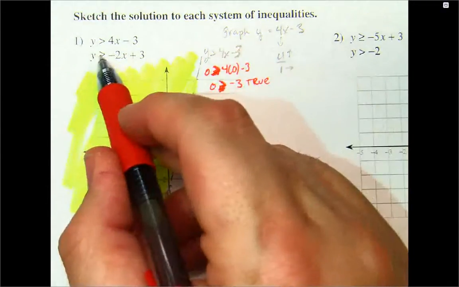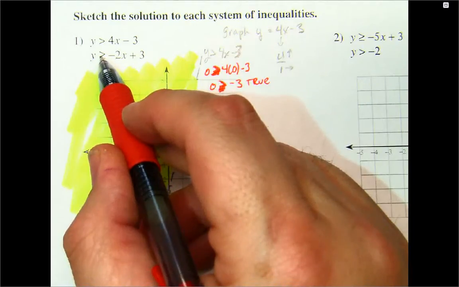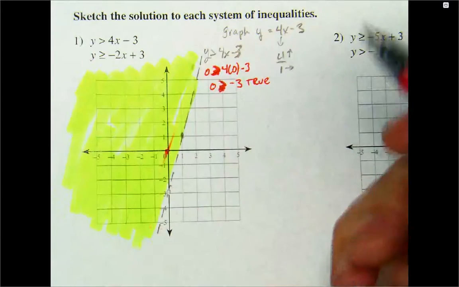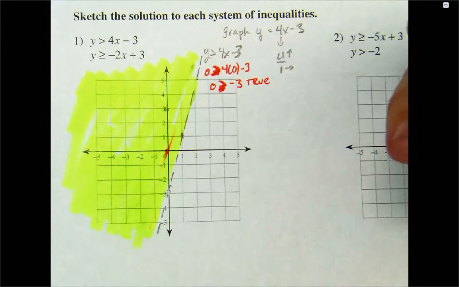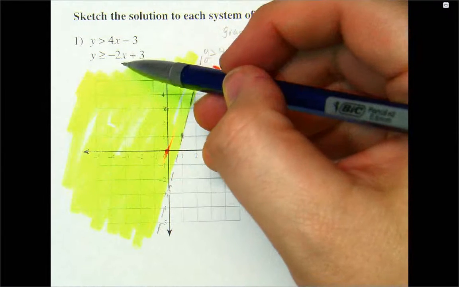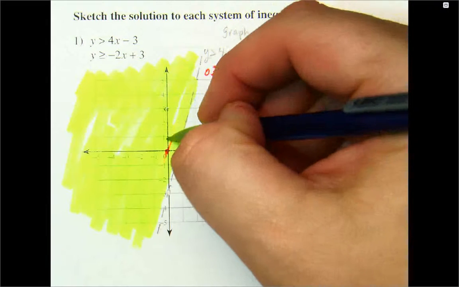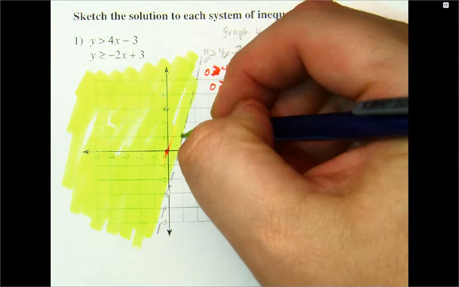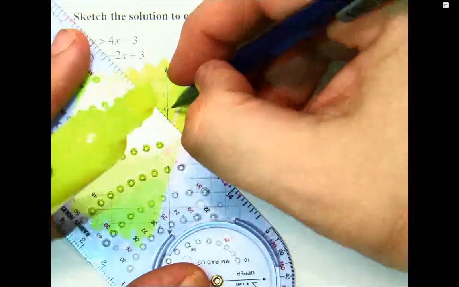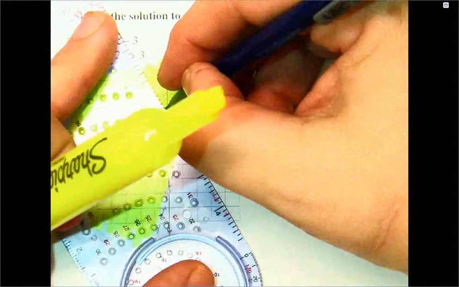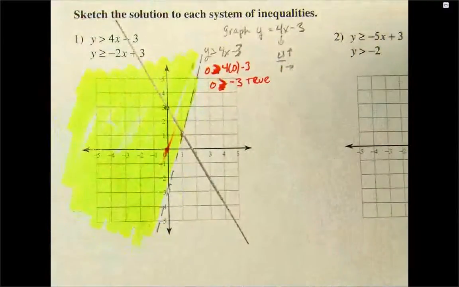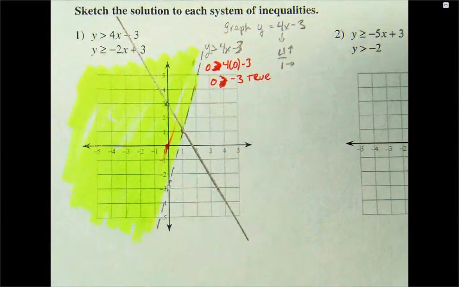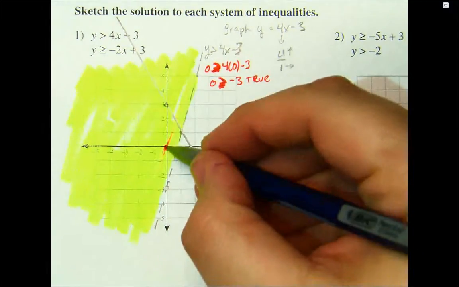Is this going to be solid or is it going to be dashed? It's going to be solid. So I need plus 3, so I need to start at positive 3. And my slope is negative 2. 2 down, 1 to the right. Now, can I use 0, 0 as a test point for this? Yes, because 0, 0 is not on that line.